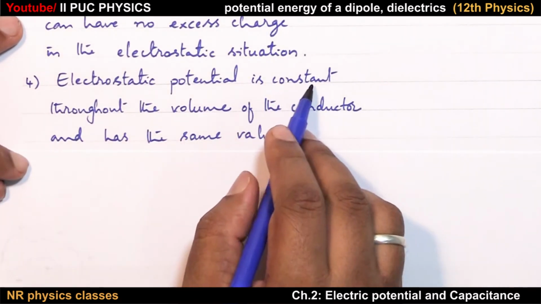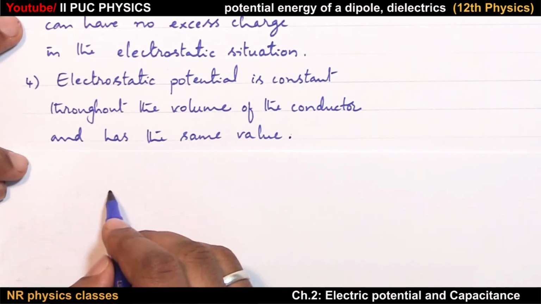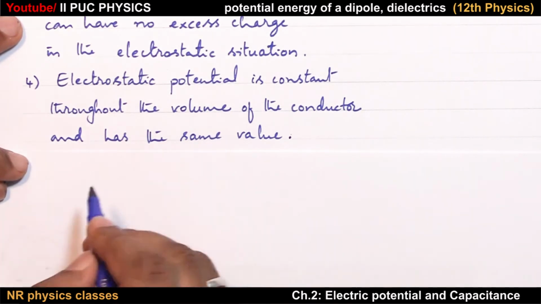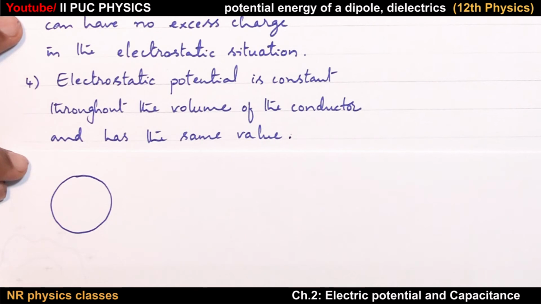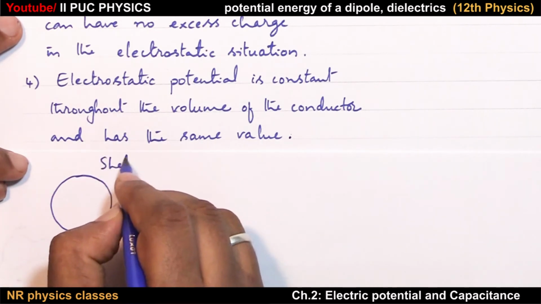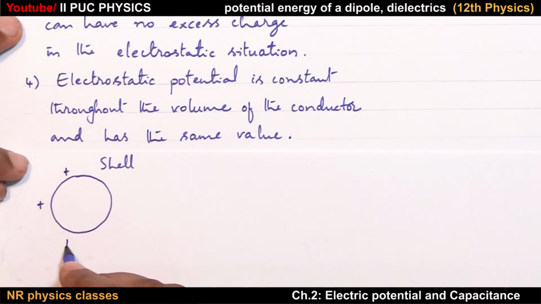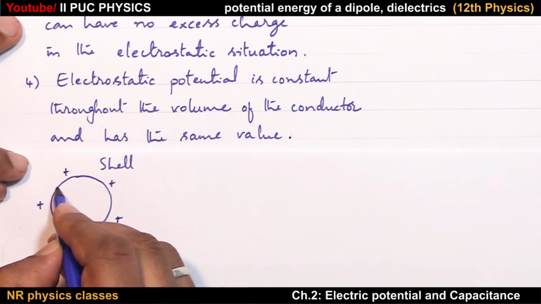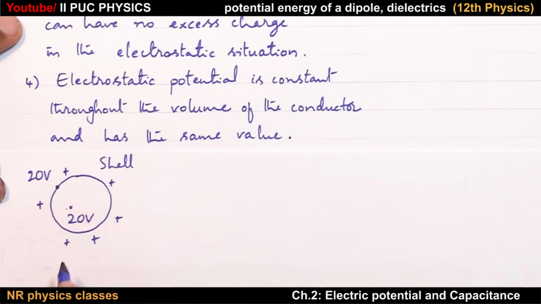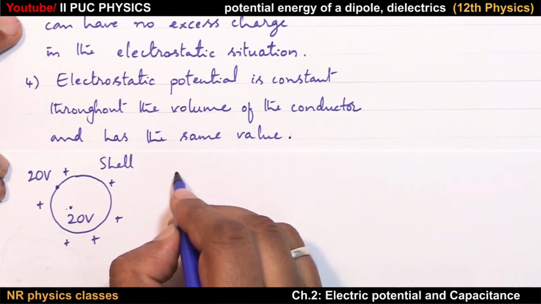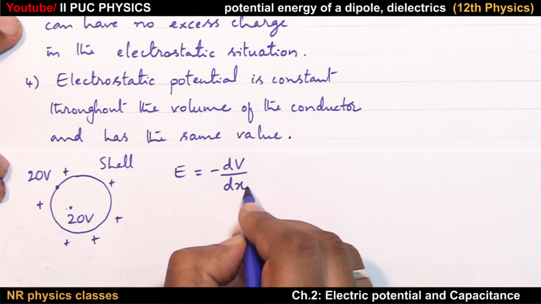Electrostatic potential is constant throughout the volume of the conductor and has the same value. Simplest case, a sphere shell, since we have used this in Gauss theorem. If it is charged, then potential on the surface is 20 volt, means potential inside the conductor is also 20 volt. Why? Because electric field is equal to minus dV by dx.